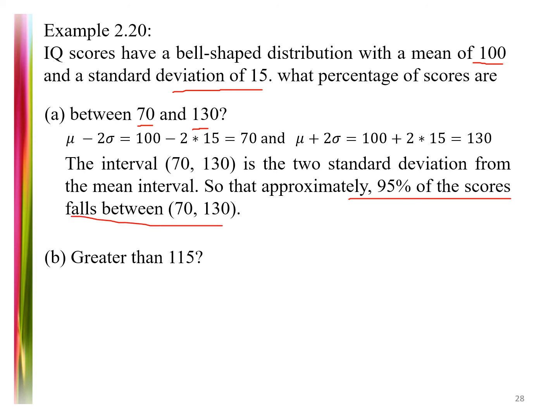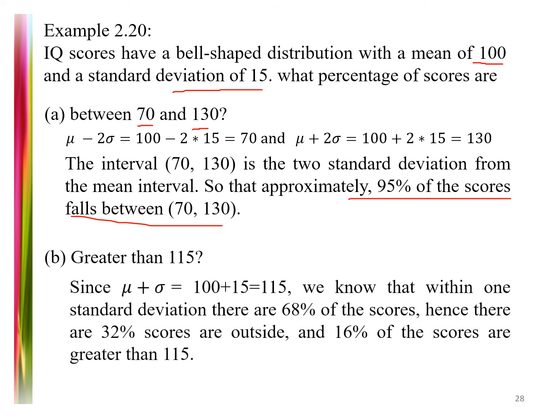Okay, and second, greater than 115. So 115 is mu plus sigma, so there is one standard deviation limit, and by the empirical rule, 68% of the data falls within one standard deviation. So that means this is 115, and this is 85. So by the empirical rule, there's that 68%.